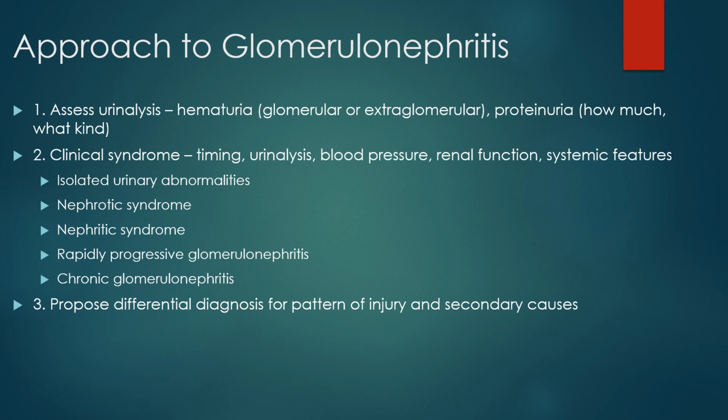The next step is trying to identify if your patient fits with a clinical syndrome based on the timing of onset, urinalysis, blood pressure, renal function, and systemic features. Once you've identified what clinical syndrome your patient fits into, you can then propose a differential diagnosis for the pattern of injury that you may see on kidney biopsy and start to potentially identify secondary causes.